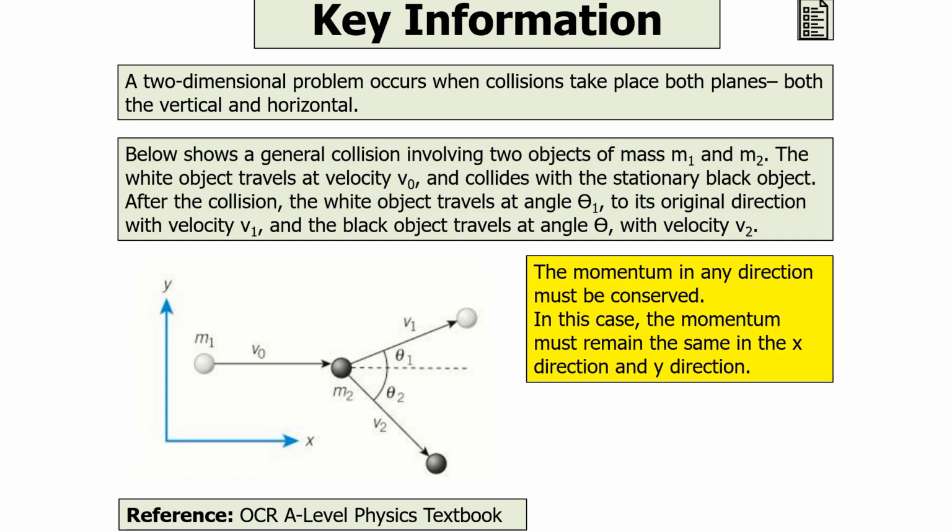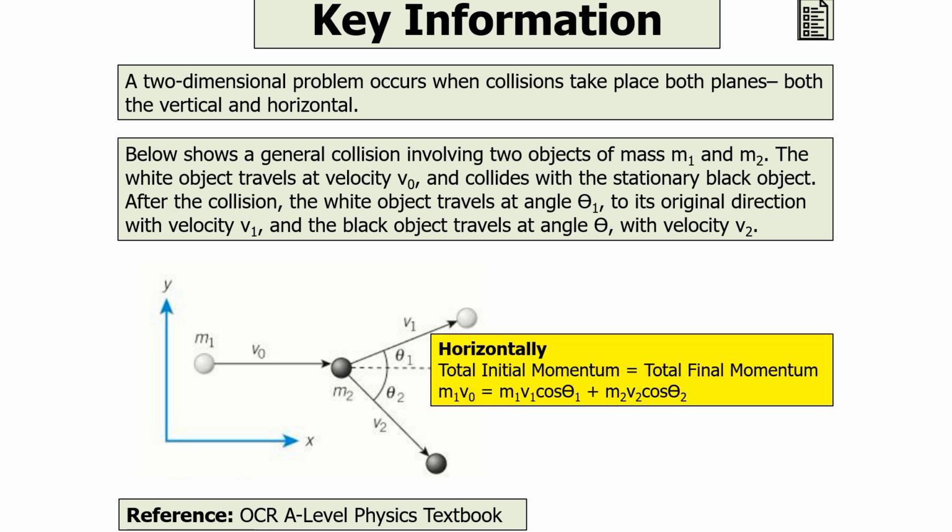Now, the momentum in any direction must be conserved. In this case, the momentum must remain the same in the x and the y direction. So we can say, horizontally, the total initial momentum is equal to the total final momentum. So it'll be m1v0 is equal to m1v1 cos theta 1 plus m2v2 cos theta 2, because we're now looking at the horizontal component of the velocity.